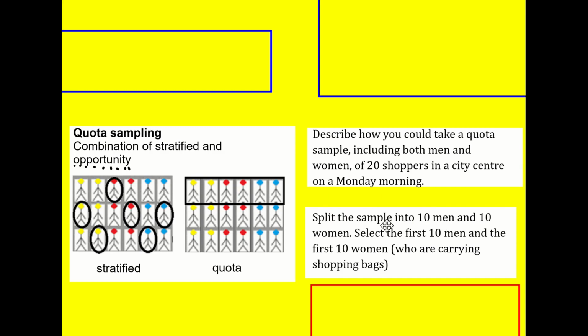What we could do is split the sample into 10 men and 10 women, and then select the first 10 men and the first 10 women. Maybe they're carrying a shopping bag, maybe we do this other criteria as well. But you can see in this case, we're guaranteeing a bit more of a proportion, not just the first 20 people that we see.